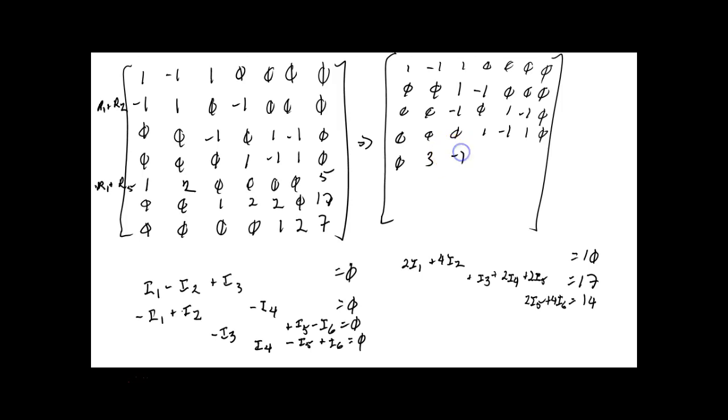Negative 1. Yep, that's a 0. A 0. 0. 5. All right. And then copy down the next two rows. 0, 0, 1, 2, 2, 0, 17. And a 0, 0, 0, 0, 0, 1, 2, and 7.